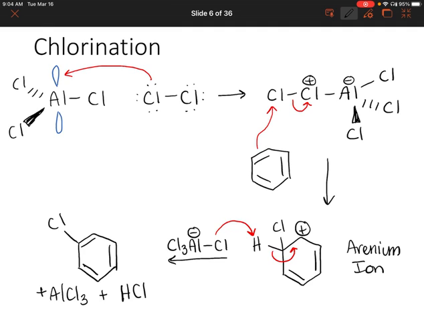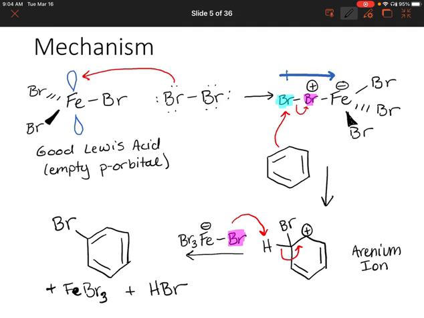Now, one thing too is in our bromination mechanism here, instead of iron tribromide, you could also use aluminum tribromide. You really just need a good Lewis acid in order to do this reaction. So aluminum could take the place of iron there as well.